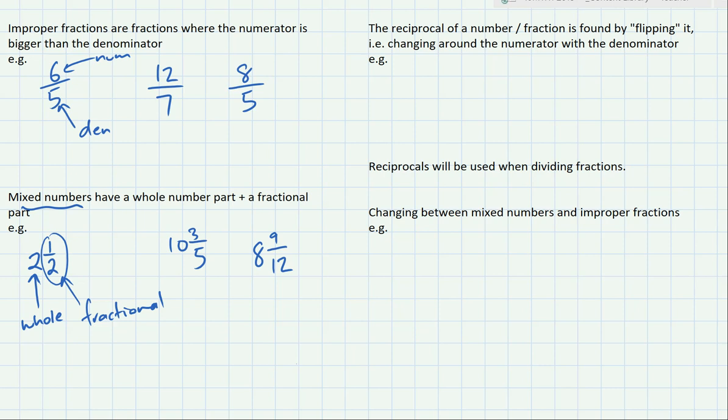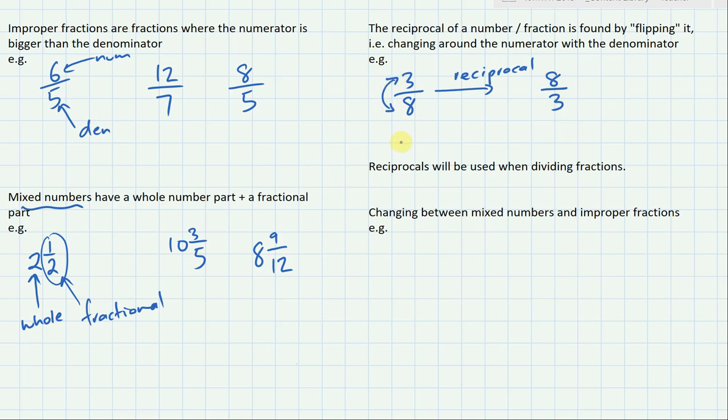Reciprocals are numbers or fractions that are found by flipping them. So you're changing around the numerator with the denominator. So if we have 3/8, the reciprocal of that is 8/3. So we're just changing around the numerator with the denominator.